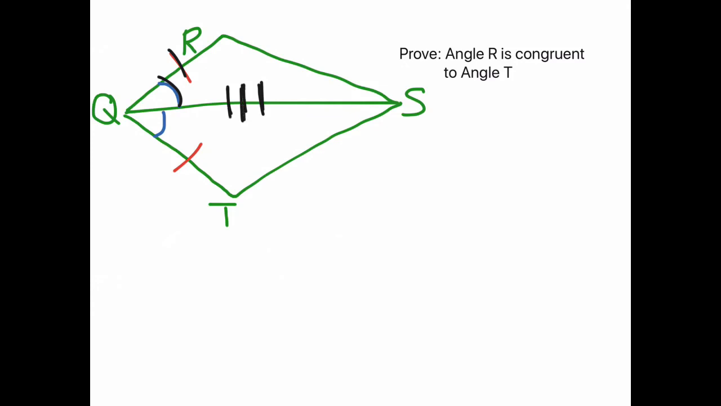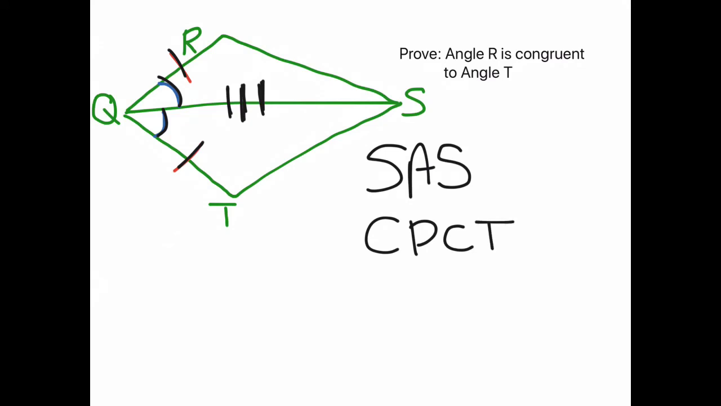So for the top triangle, we have a side, an angle, and a side. And for the bottom triangle, we have a side, an angle, and a side. So we can prove the triangles congruent by side, angle, side. And once we have the triangles congruent, we can prove any of the parts are congruent as well through CPCTC. And that is how you prove that angle R is congruent to angle T.